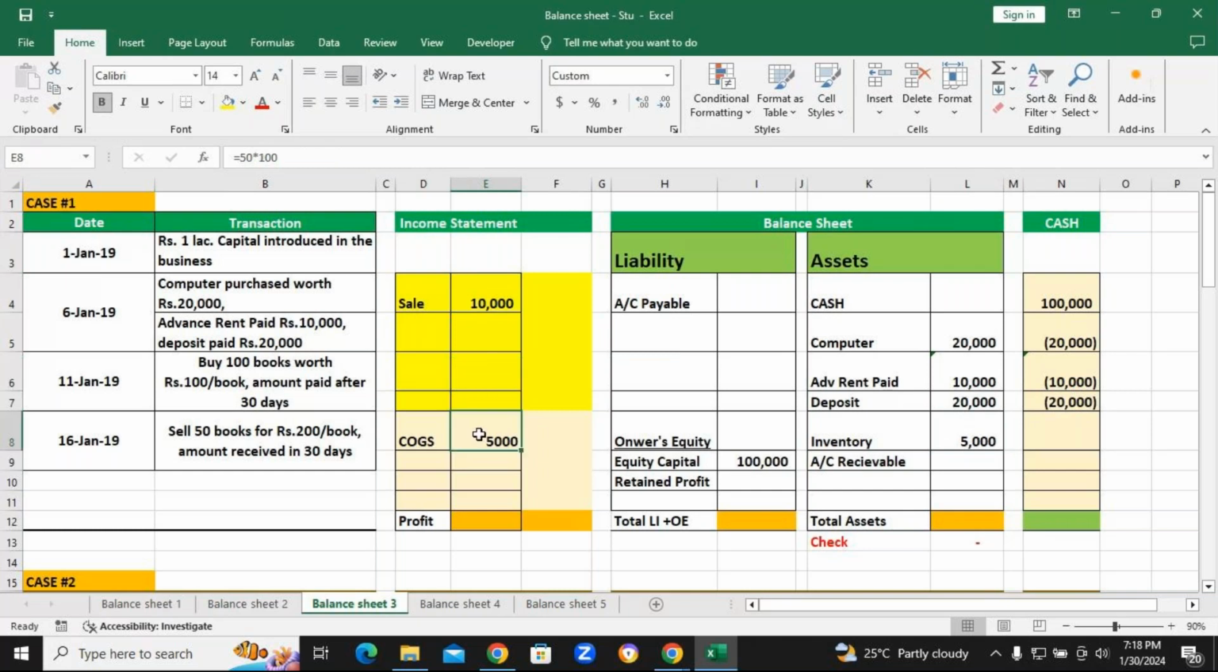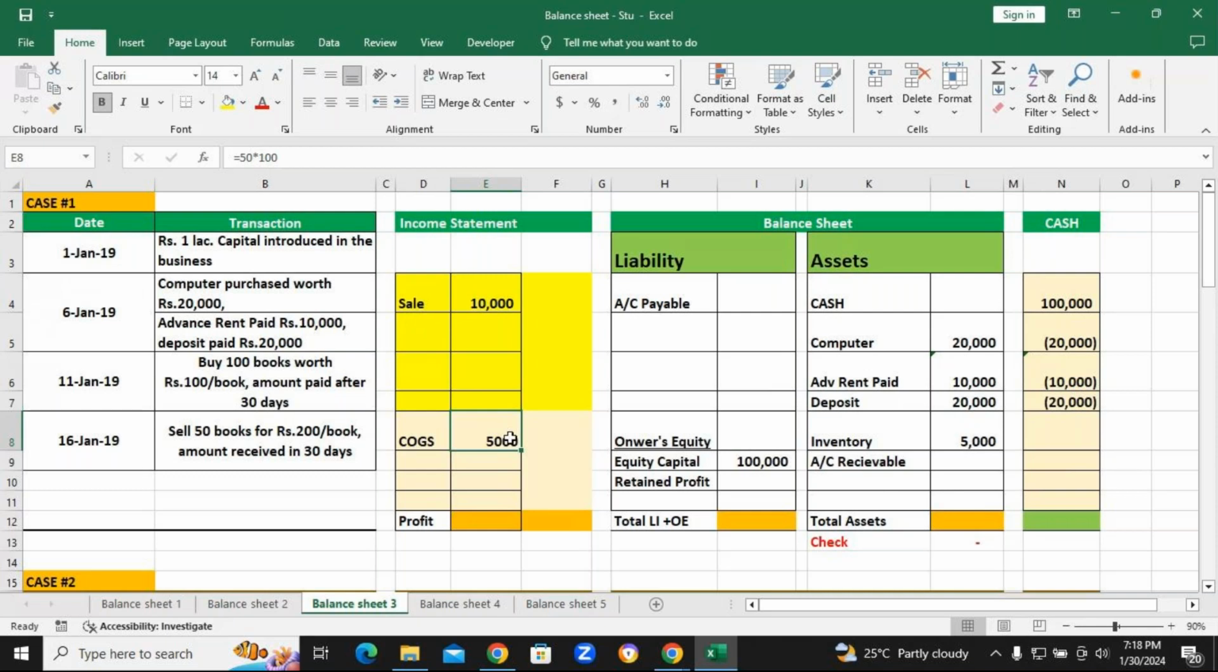Cost of goods sold means, see here, it's very clear. How many books have I bought? I have bought 100 books, right? At what rate? Each book is 100 rupees. So 100 books I have bought at the rate of 100 per book. Here COGS is nothing but cost of goods sold.